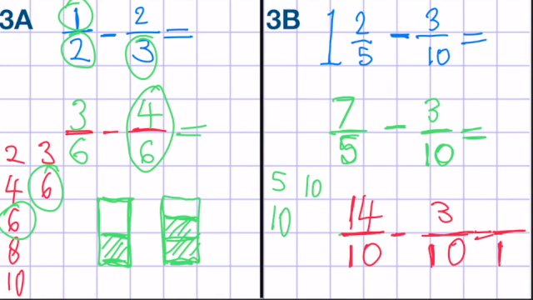So the denominator is going to be 10. 14 take away 3 is 11. So my answer is 11 tenths. If I write that as a mixed number, it will be 1 whole and 1 tenth.